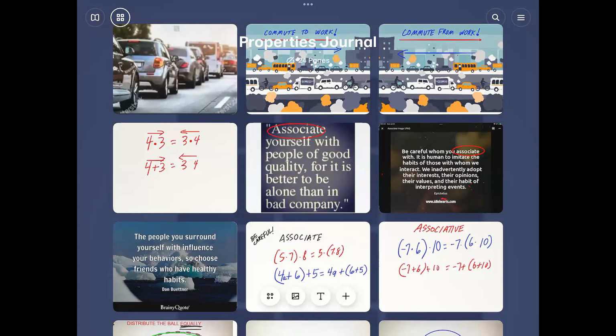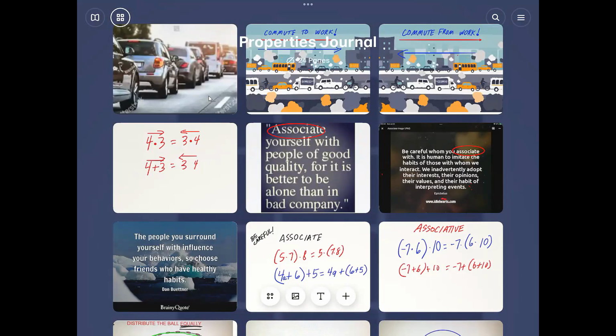I want to do a video on the three properties that you're supposed to know: the commutative property, the associative property, and the distributive property. I'm going to show you how I remember the properties, because there has to be some way for me to remember them. These are the images that I use in order to remember these properties. Then I'm going to do some examples from Delta Math showing you how to recognize a property.